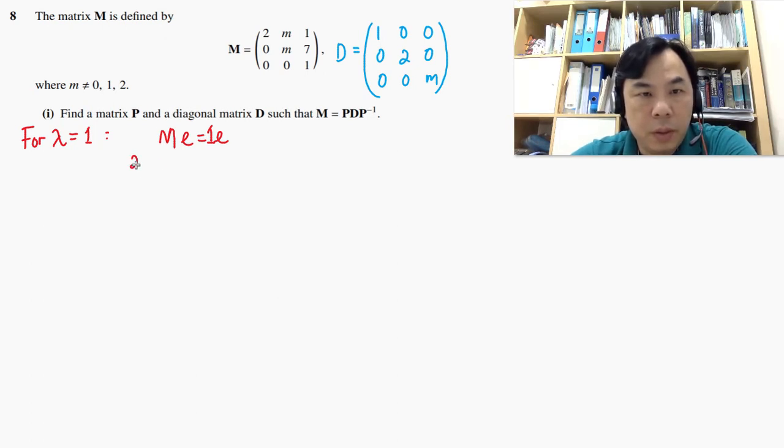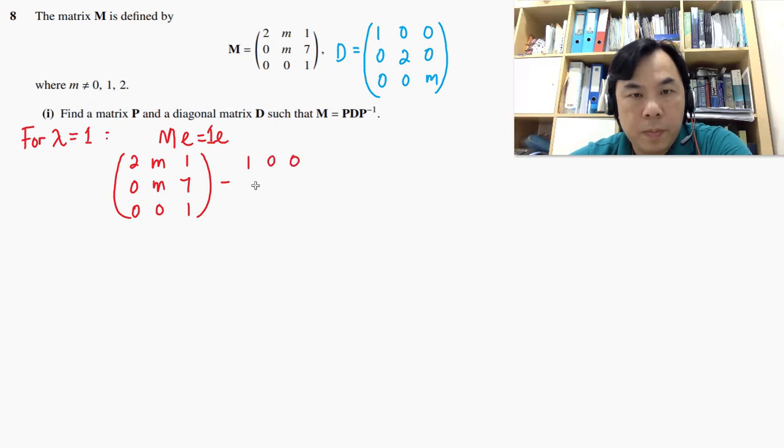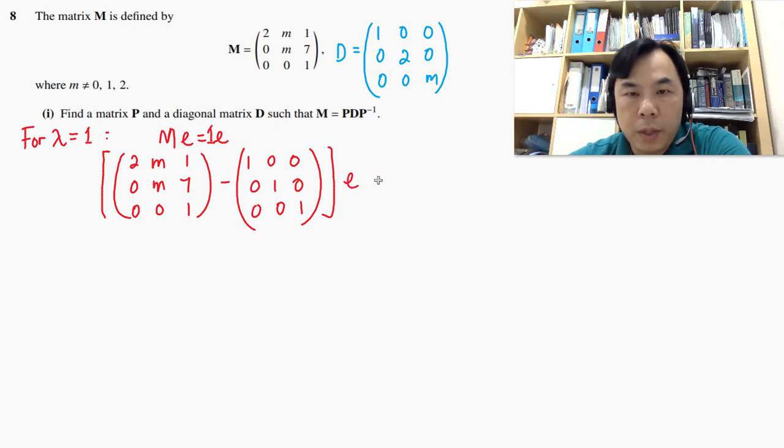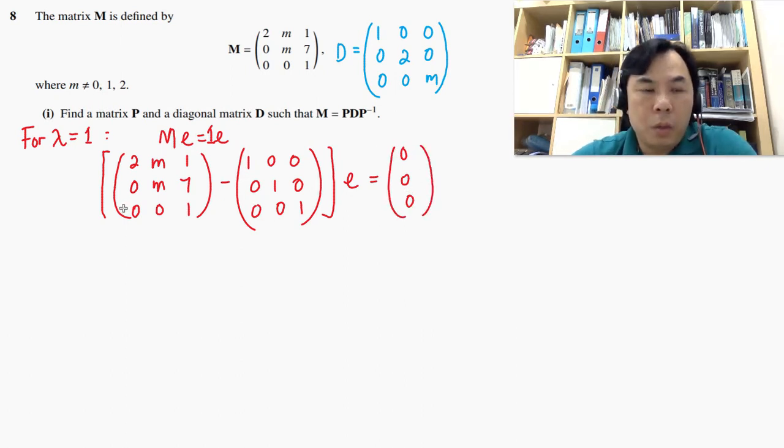So indirectly, we will have 1, 0, and then multiplied by e, which is equal to 0, 0, 0 here. Okay, now at this point we are not using determinant because we have already obtained the eigenvalues using determinant. So here our intention is to solve for the sets of values for eigenvectors, right? So all we need to do is just simplify this.